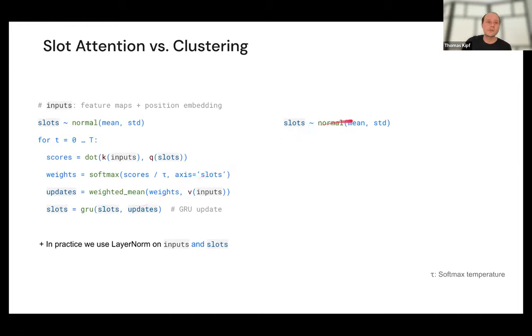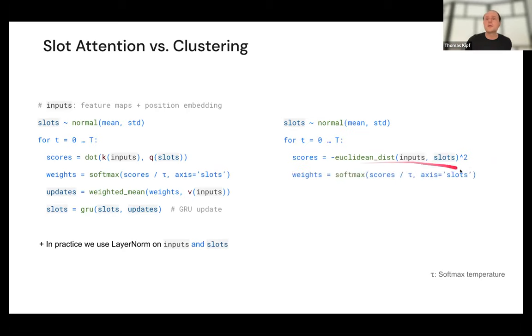The core difference here is that in clustering, we start by initializing the clusters in some way. Here, we just call them slots and initialize them from a normal distribution. Then for a number of steps in clustering, you would compute a squared Euclidean distance usually, or some other distance function, to obtain the scores. In soft K-means, which is differentiable, you would compute responsibilities for each cluster center to each input. Here, this corresponds to a softmax over the scores normalized over the slot axis. Similarly, in soft K-means, you would do a weighted mean to aggregate the inputs. And finally, you write the updates into the slots.